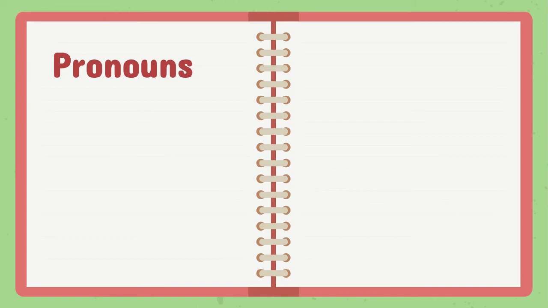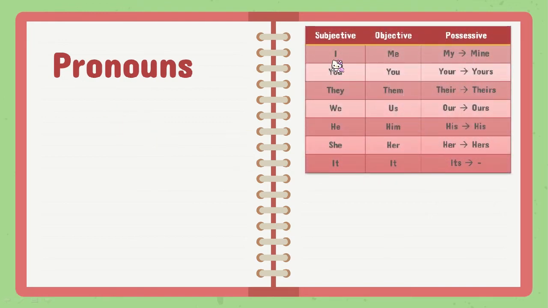Something else which is also important in asking for and giving personal information is the use of pronouns. The pronouns here include subjective pronouns, objective pronouns, and possessive pronouns. These are used to replace nouns in sentences. A subjective pronoun acts as the subject of the sentence. It performs the action of the verb. The subjective pronouns are I, you, they, we, he, she, it.